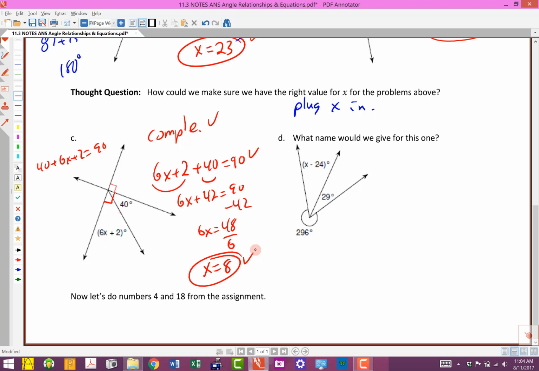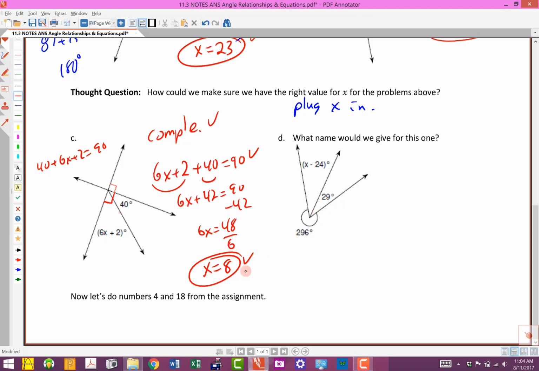Okay, so last one here. What name would we give for this one? Now, let's see. There are no intersecting lines, so we don't have any vertical. There are no marks about right angles. We don't have any that are straight lines going through and intersecting. We don't have 180 degrees anywhere.